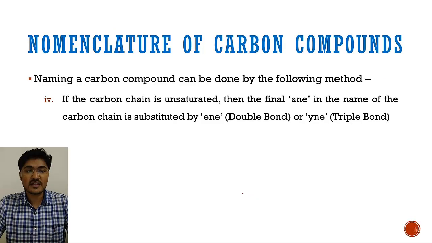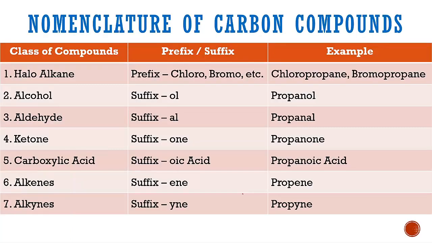And the final rule is, if the carbon chain is unsaturated, then the final ane in the name of the carbon chain is substituted by ENE for double bonds and YNE for triple bonds, and we have already seen this in the last session. So in a nutshell, this is the summary. Now the point to be noted here is we are talking only about the alkanes here. So for haloalkanes, we put a prefix chloro or bromo. For example, chloropropane or bromopropane.